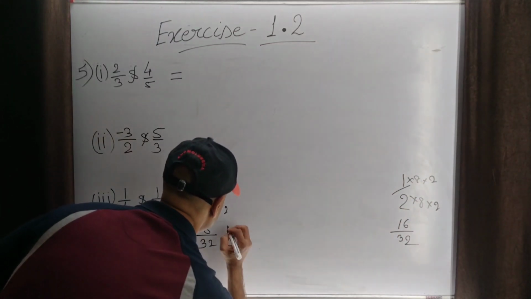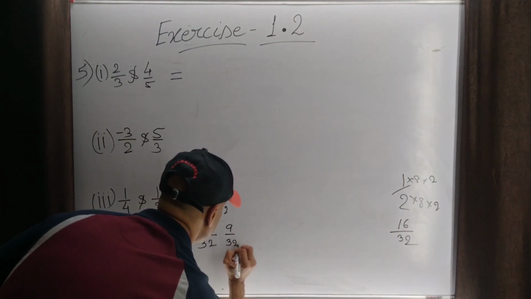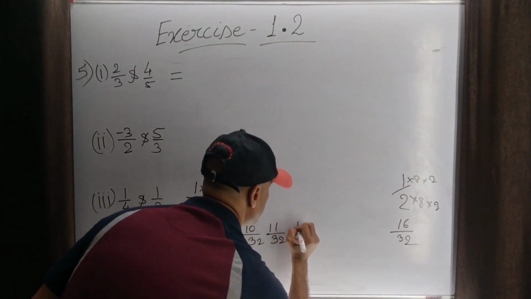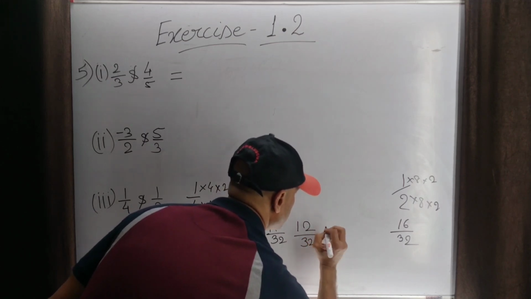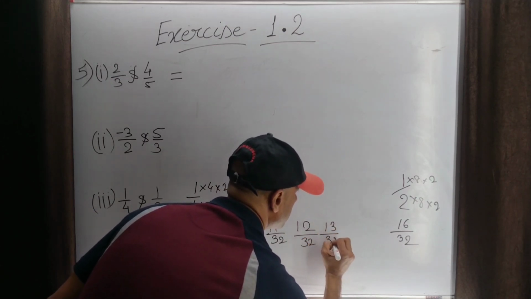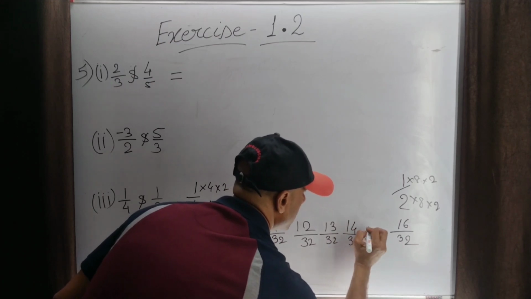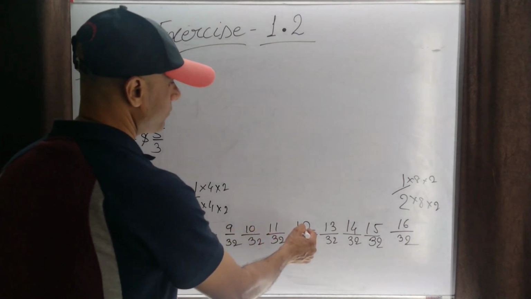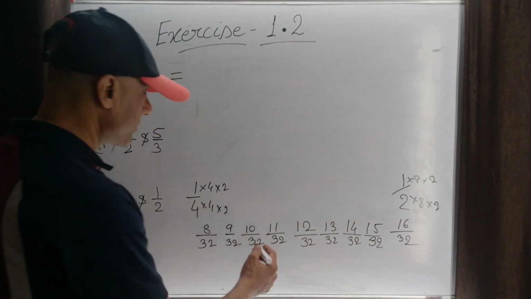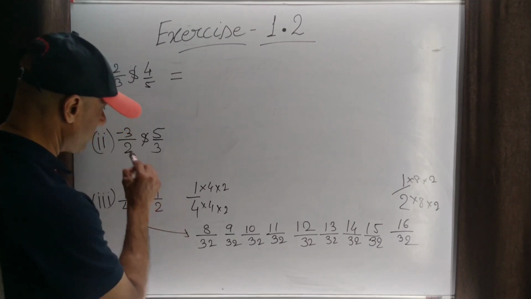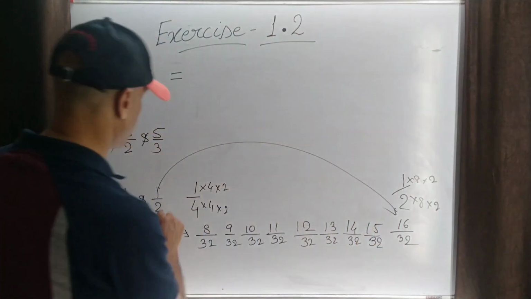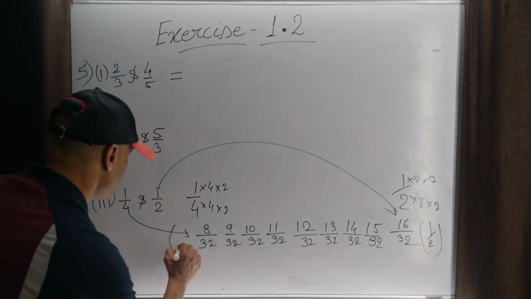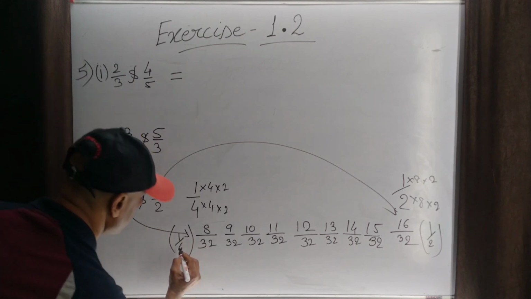On the right hand side, you will get 9 by 32, 10 by 32, 11 by 32, 12 by 32, 13 by 32, 14 by 32, and 15 by 32, then 16 by 32. So you have got 1, 2, 3, 4, 5, 6, 7 rational numbers between 1 by 4 and 1 by 2. This is nothing but 1 by 2. Okay. This is nothing but 1 by 4. Correct?